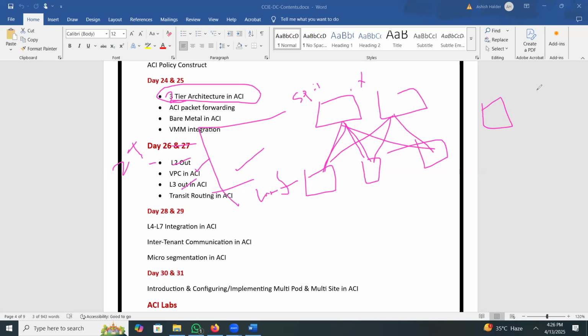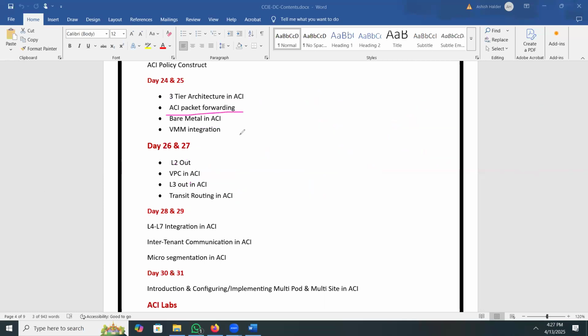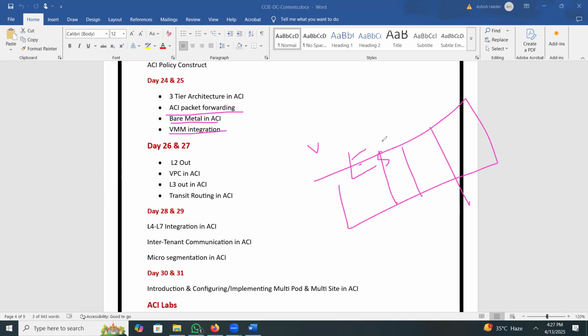In previous classes, we have learned about three-tier architecture, right? So what are the benefits of two-tier architecture? I'll discuss in class why it is used. Everything will be discussed. Then ACI packet forwarding. Okay, how a packet can be forwarded through the ACI environment, and how to configure bare metal in ACI. What is bare metal? Bare metal is nothing but a server without an operating system, right? And also VMM integration. That means on a VMware ESXi host, we will configure multiple VMs and how they can be integrated in the ACI infrastructure.